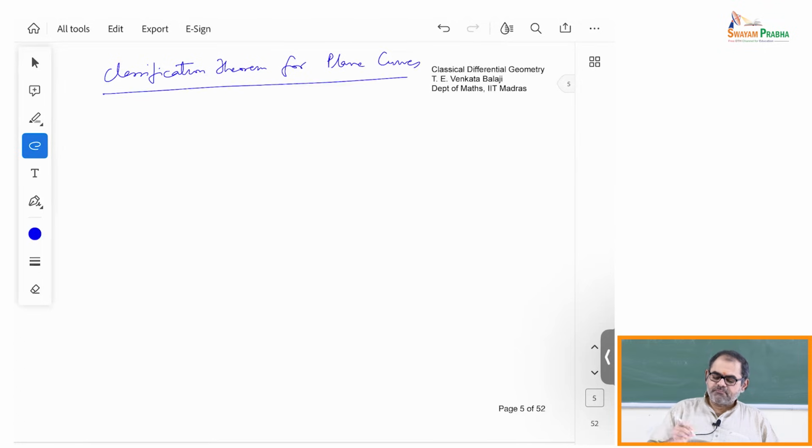And why this is important is because in this case the signed curvature and the signed normal will play an important role, okay. The curvature will be signed, that is one thing. Then the other thing is that you are also going to use this idea of turning angle, okay.